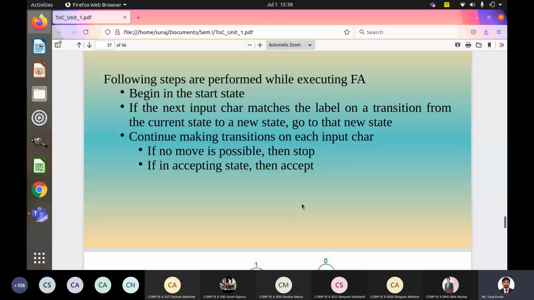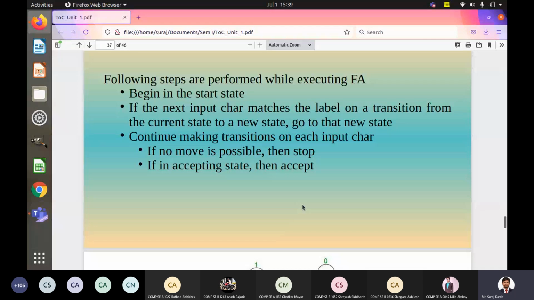Now, how does the finite automata execute and what are the steps performed during execution of finite automata? Beginning in the start state, it begins with the start state. If the next input character matches the label on a transition from the current state to the next state, then go to the next state. Whatever transition we have shown, on that we write some alphabet, and if the next input matches that alphabet or letter on the transition, then it moves from the current state to the next state. If not, then it will remain on the same state, or it may go to some other state.